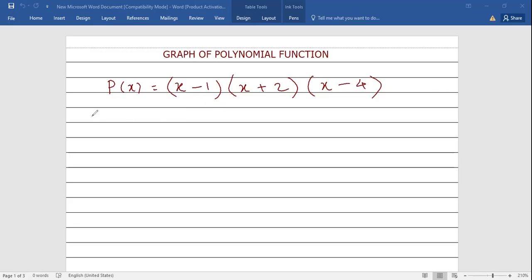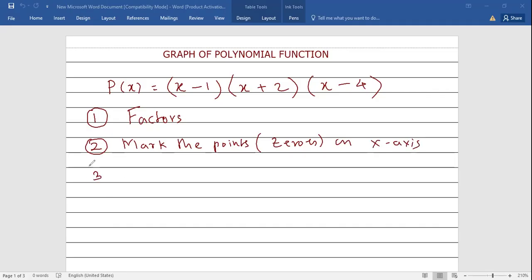Okay? First, we have to find the factors. If it is not given in factors, you have to factorize. Fortunately, we have taken only the factors here right now. Then second step is mark the points. Points means the zeros. So mark the points on the x-axis.